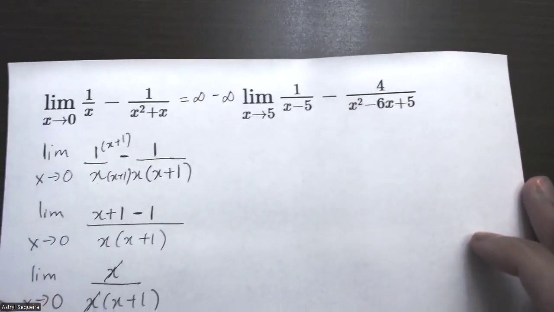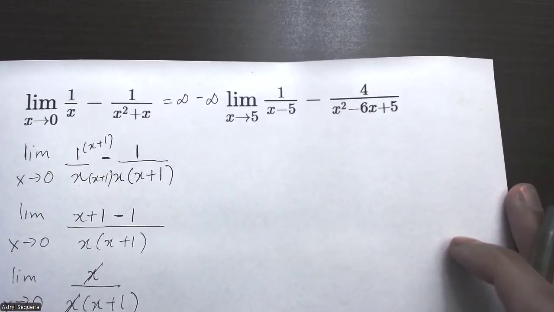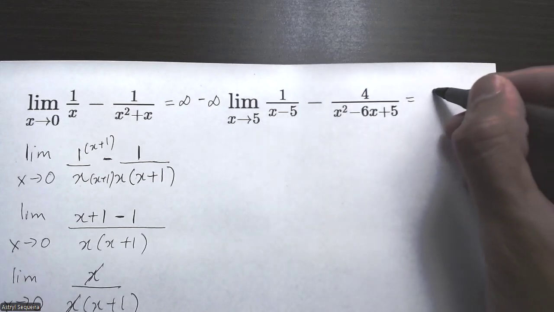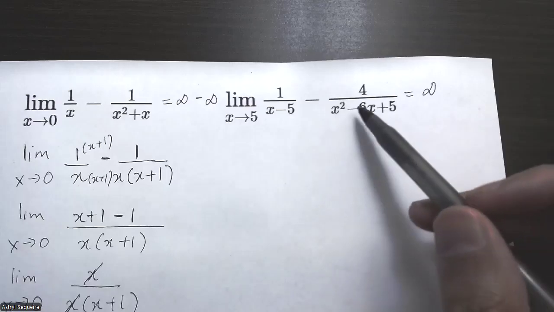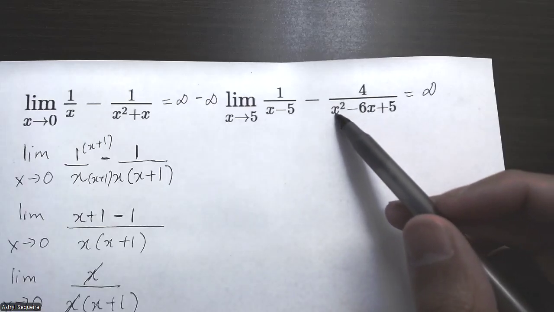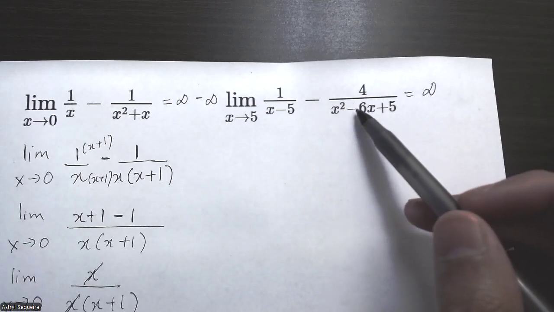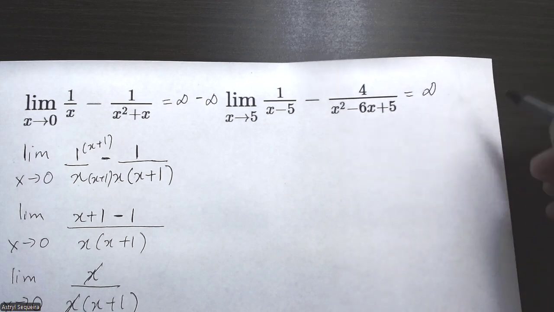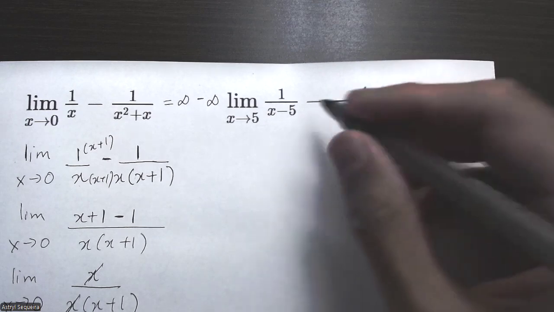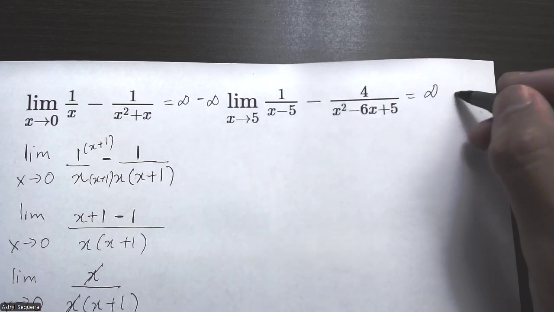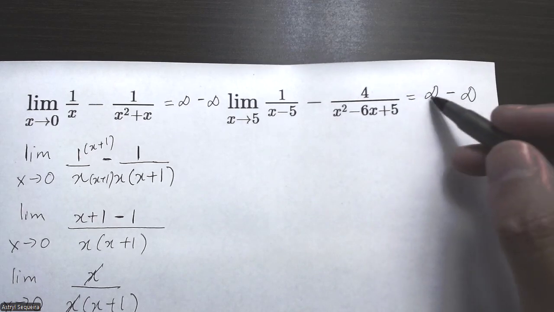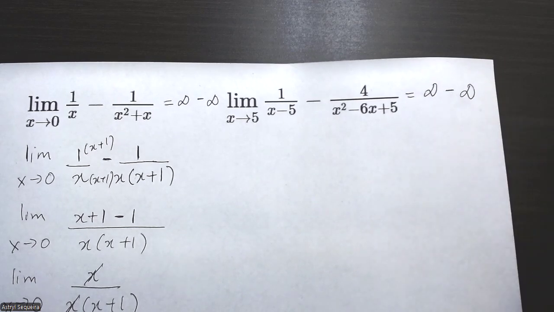All right, let's take a look at the second question over here. Again, same idea. If I sub in 5 into the bottom there, I'll get 0. 1 divided by 0 is infinity. And here, if I sub in 5 into the bottom, 5 squared is 25. 25 minus 30 is -5. -5 plus 5 is 0. So I'll have minus 4 divided by 0, which is again a negative infinity. Then we can't do this because it's an indeterminate case.